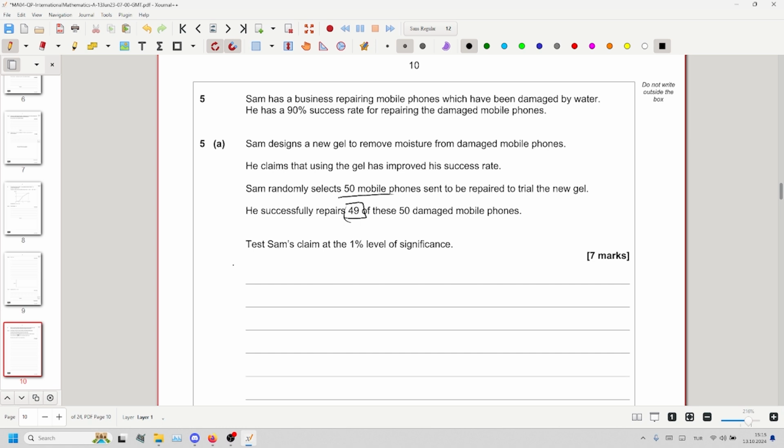All right, let's begin. First of all, let's define our p-value. P is the success rate. Success is written with 2 S's. Success rate for repairing the damaged mobile phones.